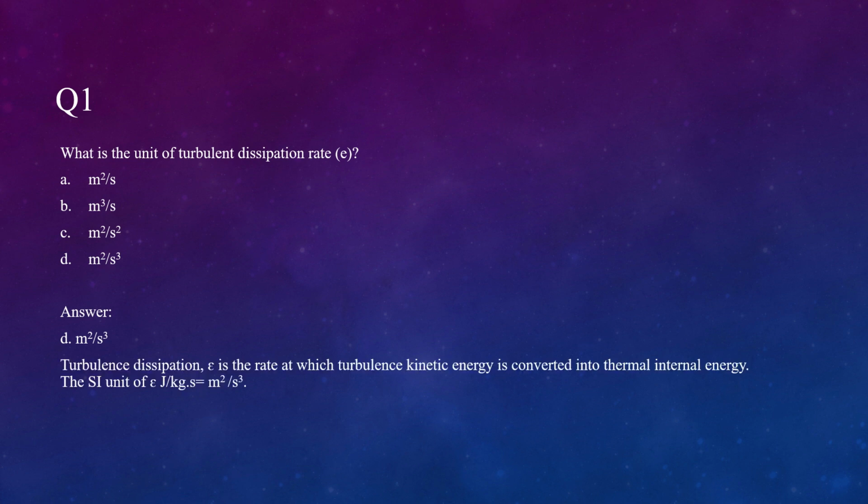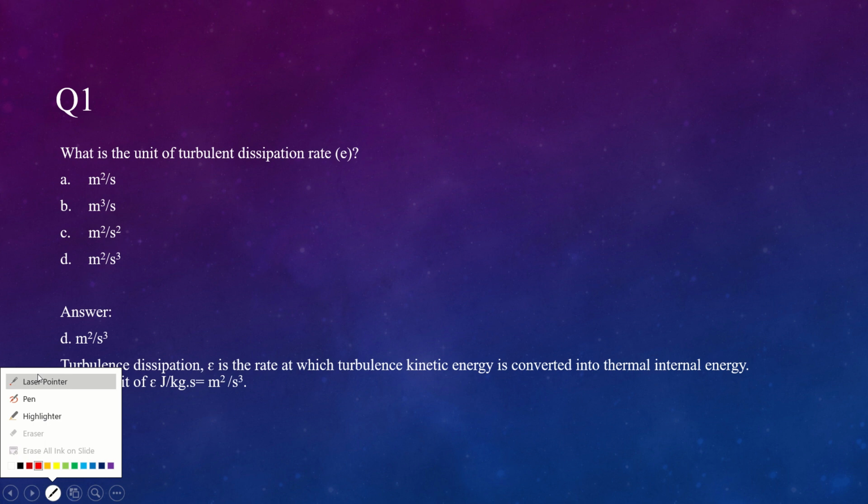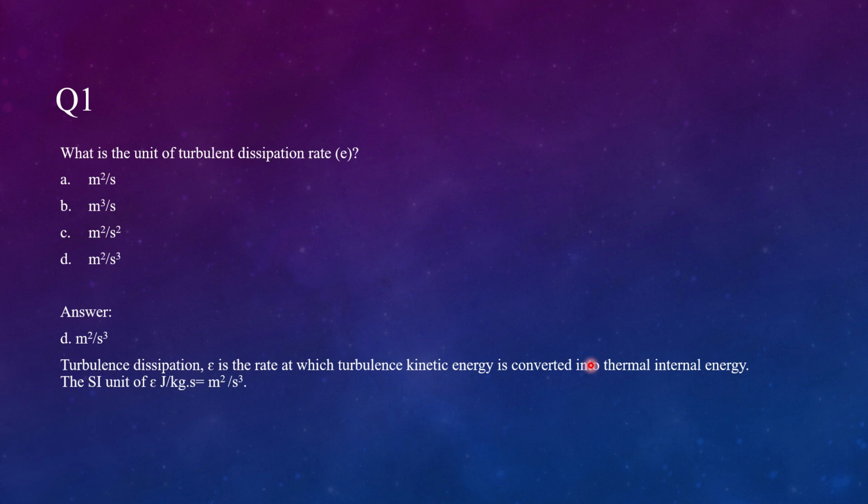So yeah, the turbulence dissipation rate, that is epsilon, is the rate at which turbulence kinetic energy is converted into thermal internal energy. So the SI unit of epsilon is nothing but joules per kg per second. Rate at which turbulent kinetic energy is converted into thermal internal energy. So the unit for turbulent dissipation rate is joules per kg second.